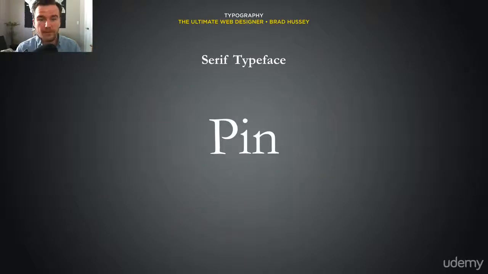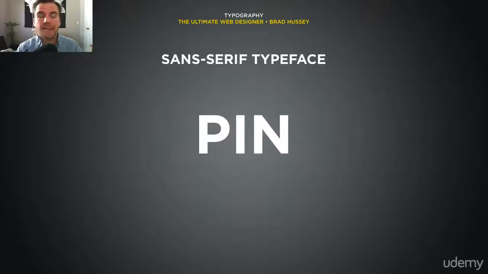So a serif typeface is this. It has what are called serifs. These are serifs. A sans serif typeface doesn't have serifs. So it's a pretty straight, rigid looking, clean typeface.